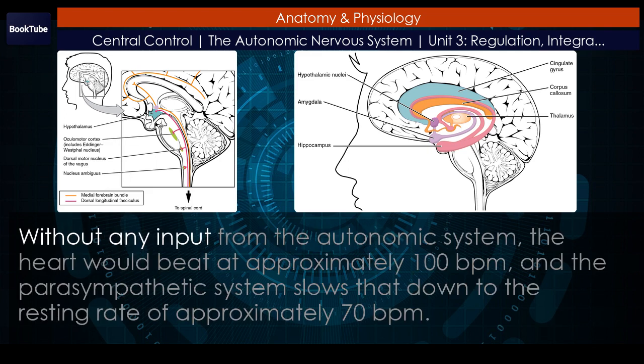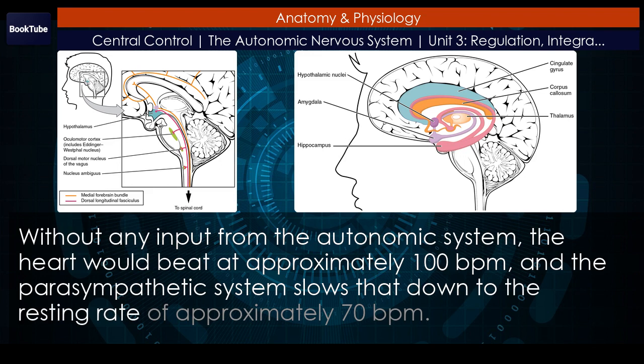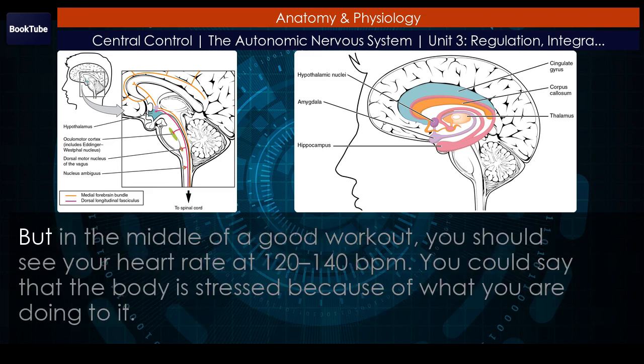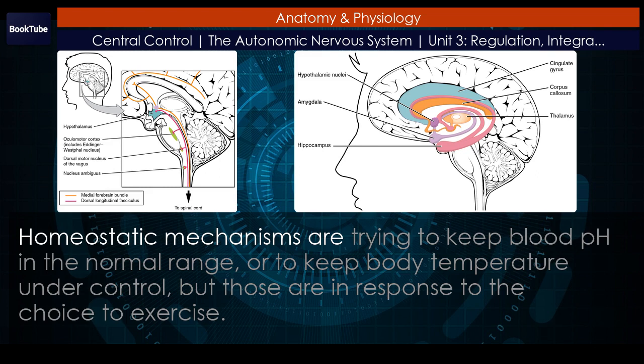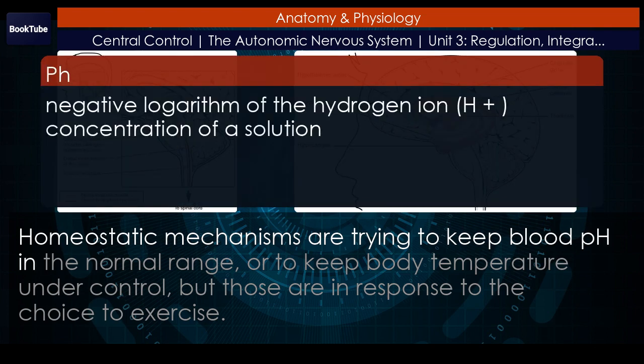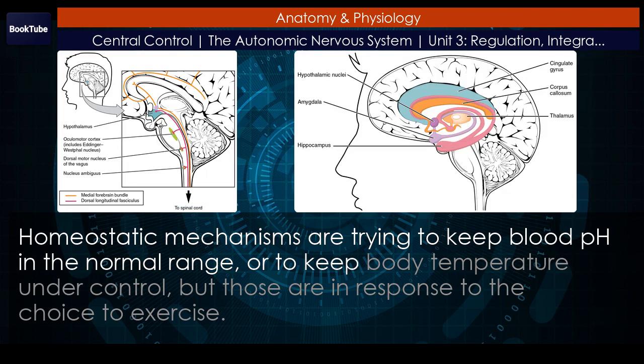Without any input from the autonomic system, the heart would beat at approximately 100 bpm, and the parasympathetic system slows that down to the resting rate of approximately 70 bpm. But in the middle of a good workout, you should see your heart rate at 120 to 140 bpm. You could say that the body is stressed because of what you are doing to it. Homeostatic mechanisms are trying to keep blood pH in the normal range, or to keep body temperature under control, but those are in response to the choice to exercise.